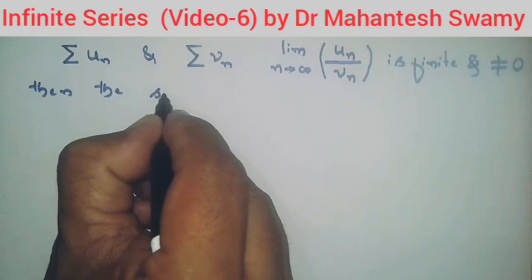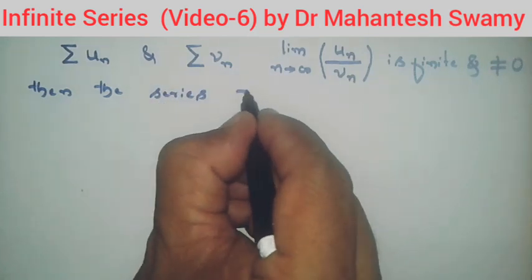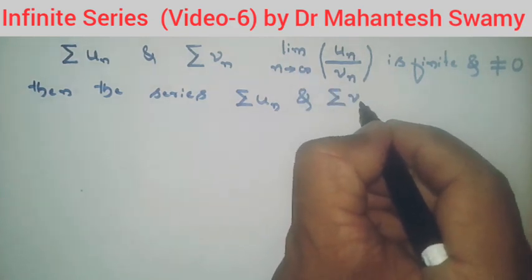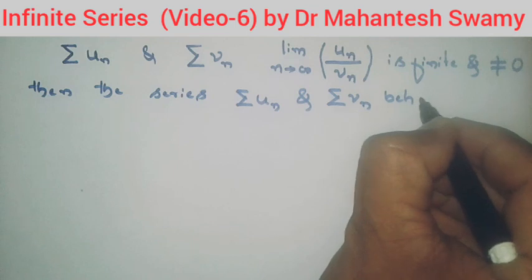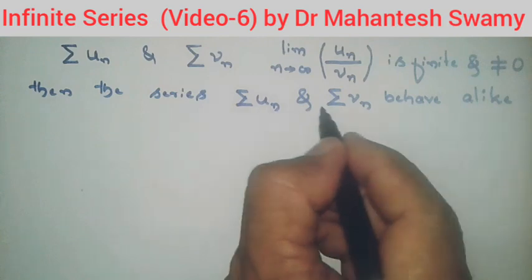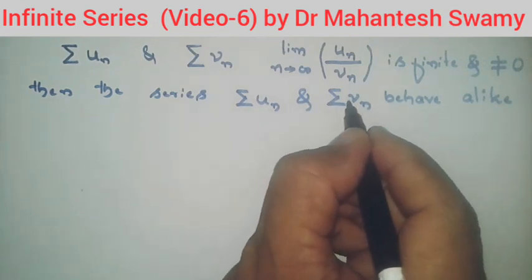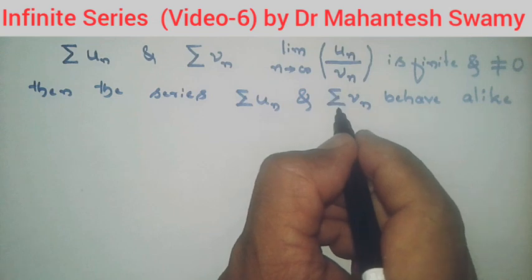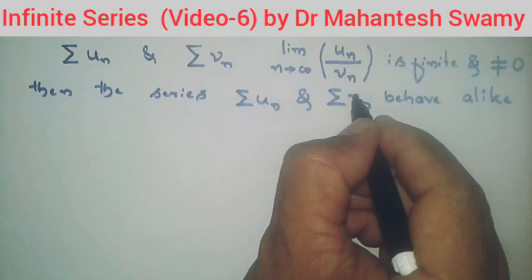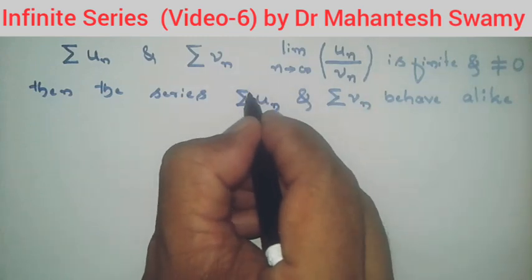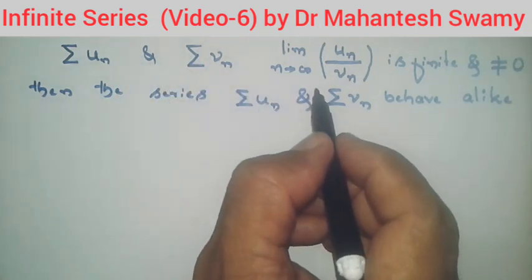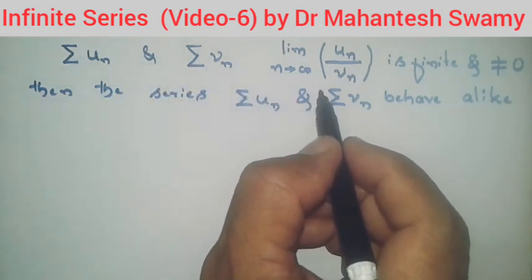the series summation un and summation vn behave alike. So the meaning is that the nature of these two series is exactly the same. If this series is convergent, so will be the given series. If this series is divergent, the given series will also be divergent. So this is the principle of the comparison test of type 3, that is, in the limit form.